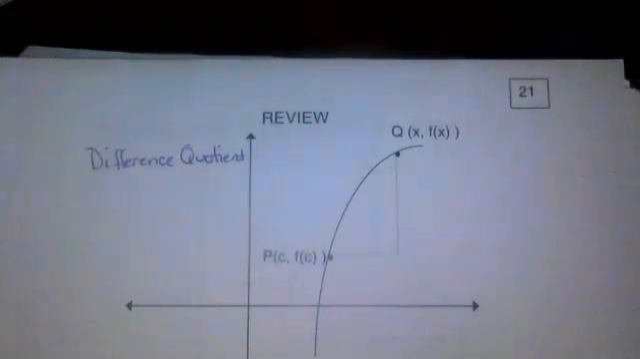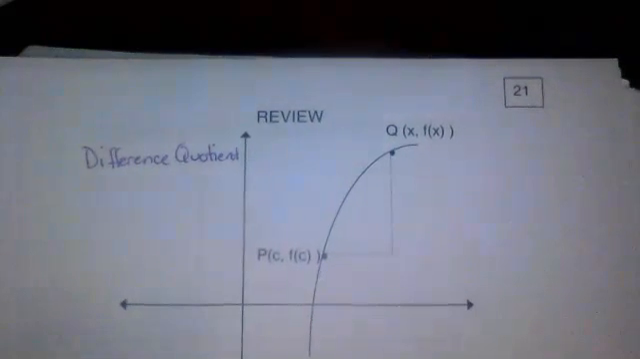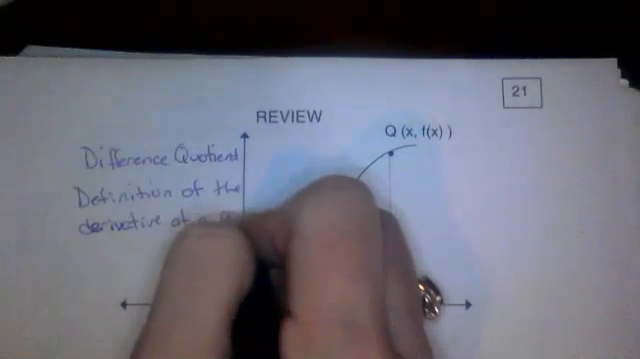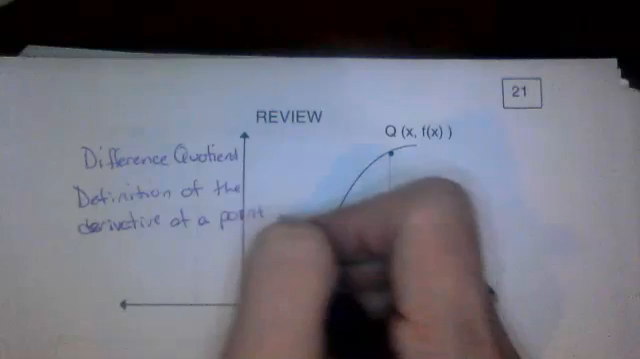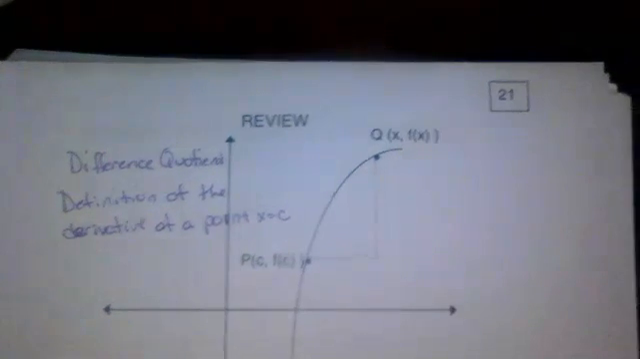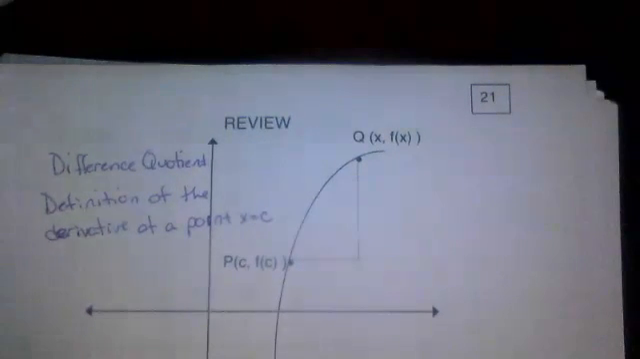And this derivative does give us the derivative, but it gives us the derivative at a point. It's the definition of the derivative at a point. And we could usually call that point x equals c. All right, so this is what we did before.